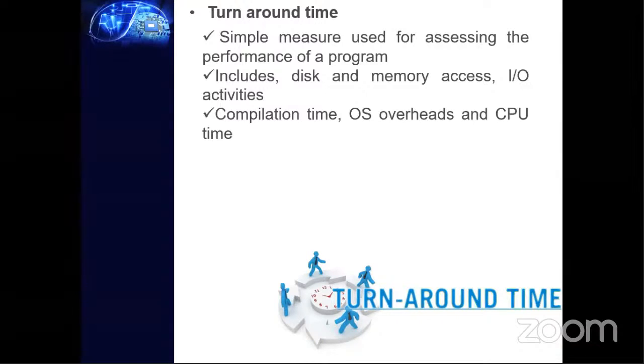So here I am saying the turnaround time involves several factors. First I said the memory read and write and IO activities. The turnaround time also involves, what is that? Compilation time, OS overheads, and the CPU time. Definitely, you take an example. For example, you take a Java program. You have written a Java program with 10 lines of statements.